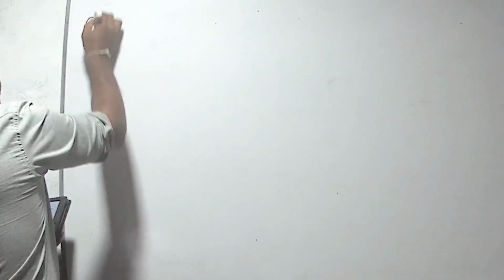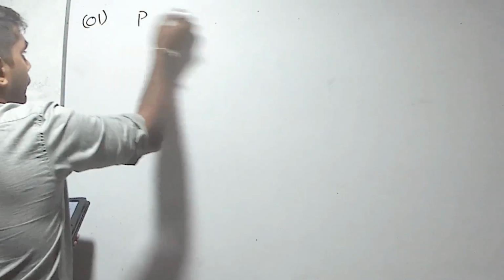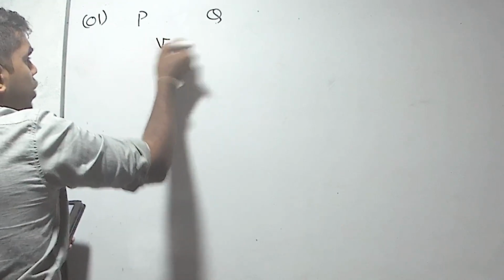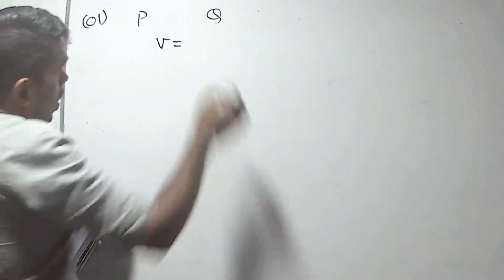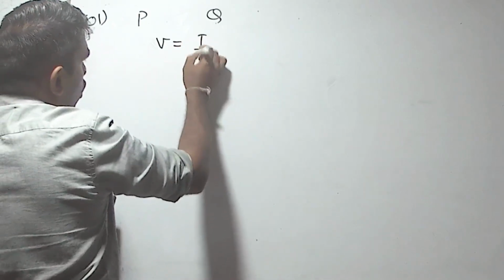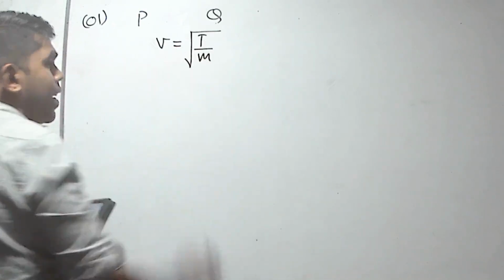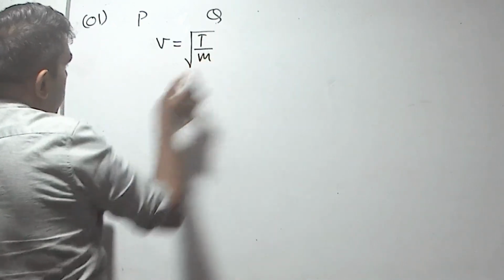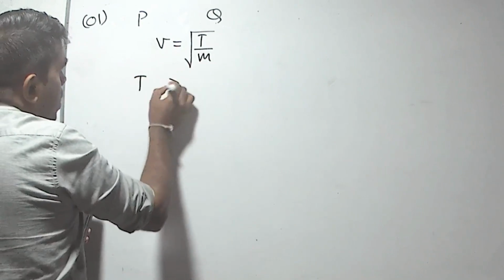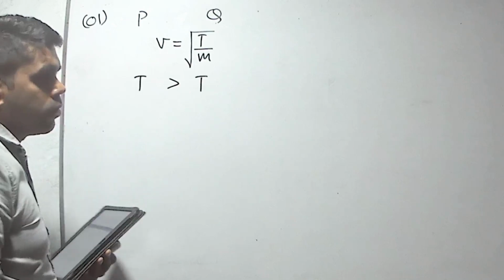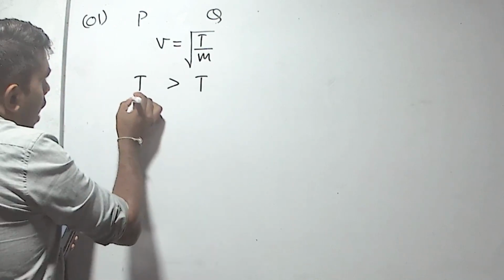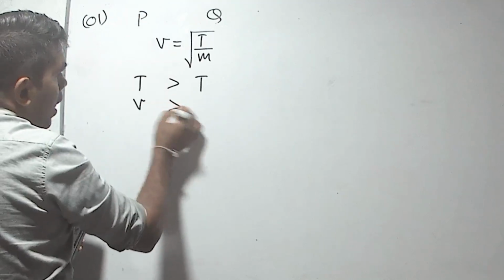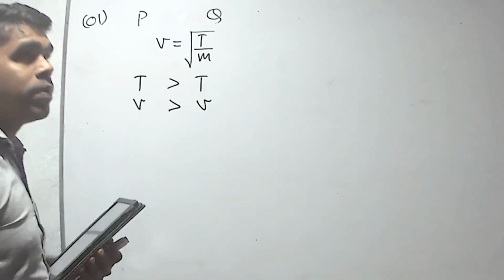I will consider P and Q. We know that the velocity of a transverse wave in a string is the square root of tension over linear density. The tension of P is greater than the tension of Q. Therefore, the velocity of the transverse wave in string P is greater than the velocity of the transverse wave in string Q.